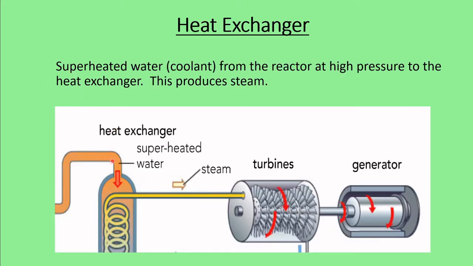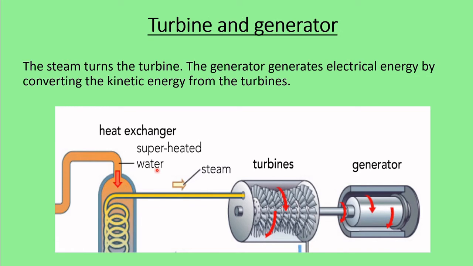Now the heat exchanger, this is where the superheated water straight from the reactor heats a different coil of water, which then goes onto the turbines. Now we separate the water in the reactor from the water that's in the turbines so that we don't make the turbines radioactive, and we can contain that radioactivity as much as possible. Now this steam goes on to turn a turbine, which turns a generator, and that creates electrical energy. And you'll learn about how generators work towards the end of year 11.